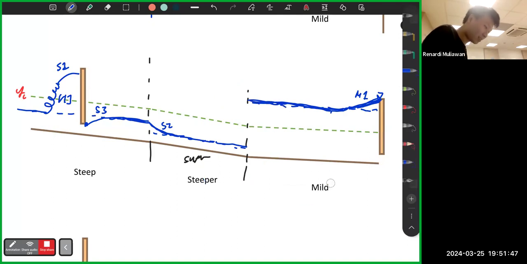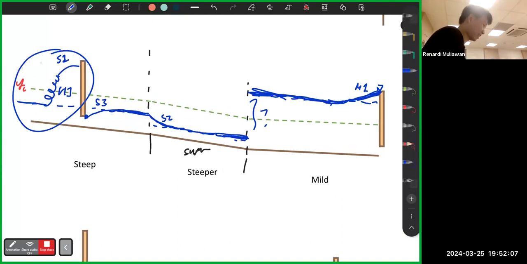So mild, downstream control. So the curve is downstream. Supercritical, upstream control. So the curve happens upstream. So if both here is Yn, then what's this? That's why there's a hydraulic jump. You can actually try it out. Like even for this, it's actually because there's a mismatch.